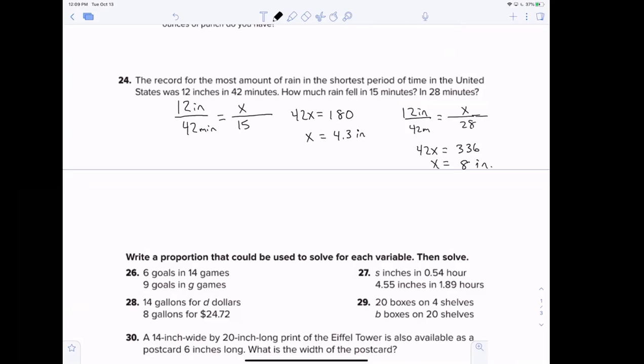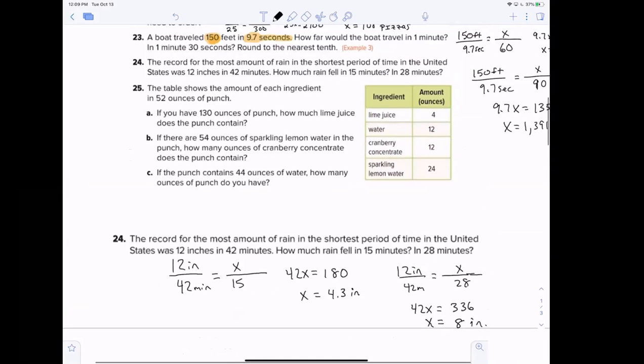All right, again, setting up the proportion is not a big deal. I don't care about 25. Let's skip 25 for now.